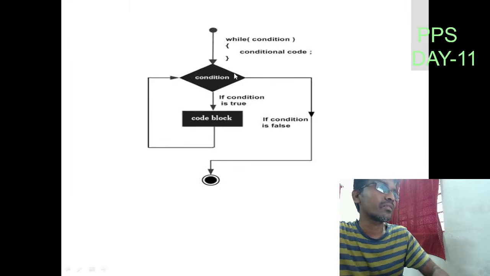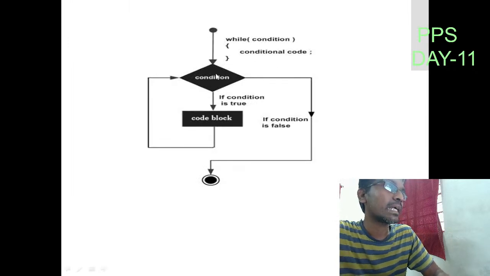Now let us see the flowchart diagram for while. So condition, if it is true, then it will execute the block of code repetitively. It will execute the block of code repetitively until the condition becomes false. So whenever the condition is false, then it will terminate the process. So this is a flowchart diagram for the while condition.